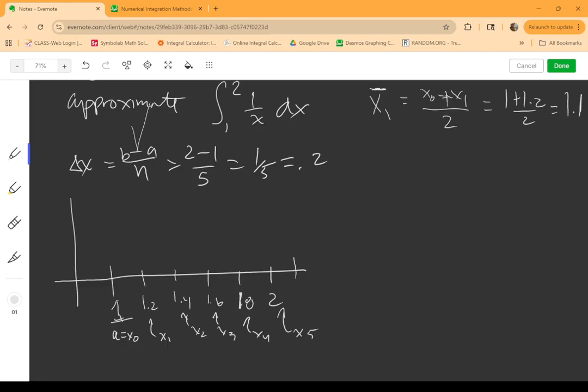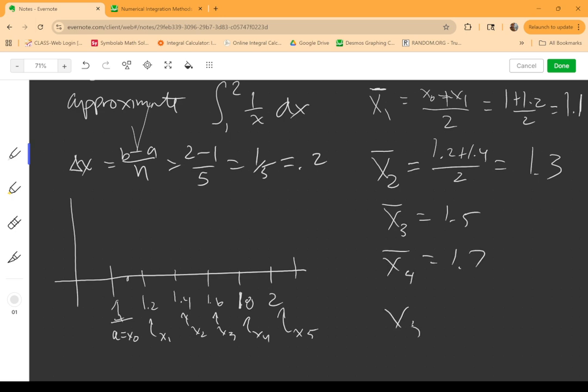Okay, again, just by plugging that into our calculator here. So that is right here. All right, and then x2 bar, that would be 1.4, 1.2 plus 1.4 over 2, and then simplifying that, we see 1.3. Right, and then we start to see the pattern here, right? x3 bar would be 1.5, x4 bar would be 1.7, and x5 bar would be 1.9.